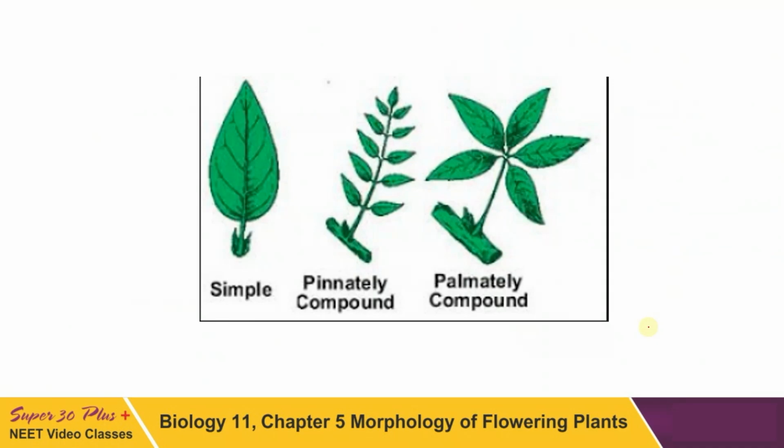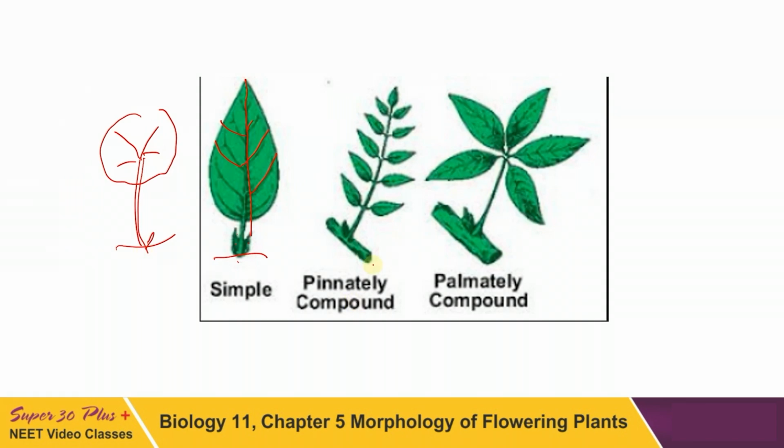Come to the next now. Example, simple leaf. Yes, this is the base, this is the petiole, these are stipules, this is the midvein, these are the side veins, this is simple venation. The simple leaf may be like this, as I told you. This is the petiole, and here this one is the leaf lamina. This is also an example of a simple leaf.